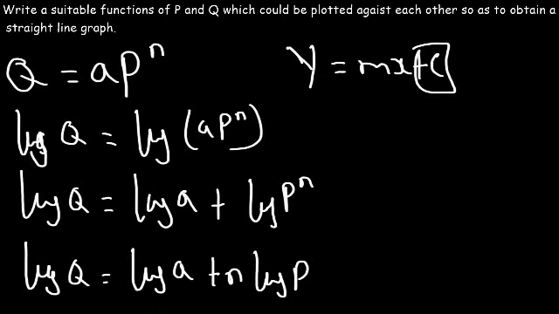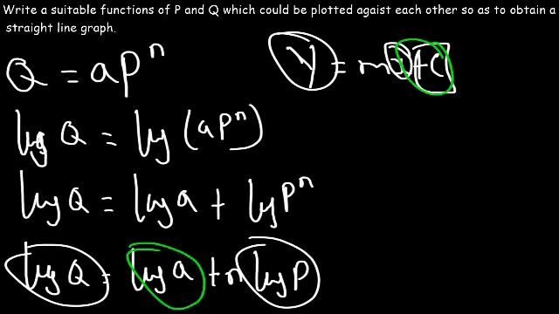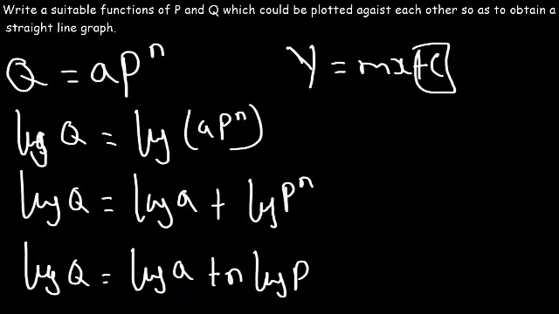Log of a, that's a constant value. So therefore, it's already in this form, where y will be log of q, x will be log of p, and c will be log of a. Now, what about n? What will be the value of n? That will just be the gradient. So sometimes you might be asked to find the gradient and the intercept. So lowercase m is just n, and the intercept c is log of a. And that is the solution to this problem.